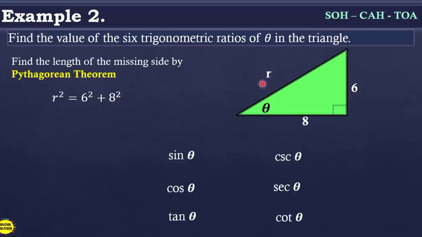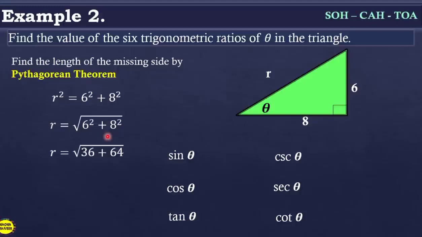So, since yun ang unknown natin, yun ang missing value, yun po yung r squared is equal to a squared plus b squared. So, 6 squared plus 8 squared. Now, we will be squaring both sides of the equation. So, this will become r. And then this one will be square root of 6 squared plus 8 squared, or the sum of the squares of 6 and 8.